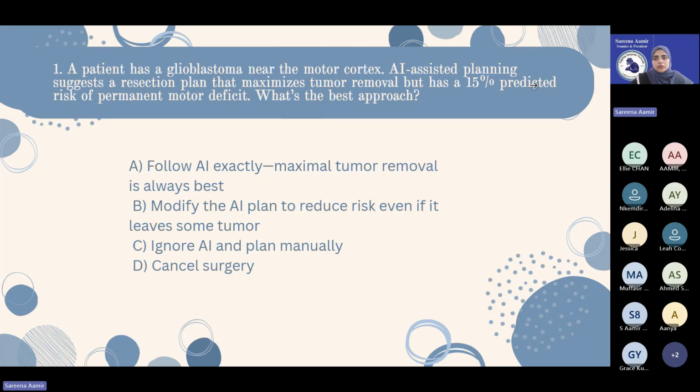While you're thinking, I'm just going to break down some of the really hard words here. Resection plan basically means removing the tumor. That is basically what resection means, just removing the tumor. And permanent motor deficit means it could have an impact on how the patient moves, in a way that could lead to partial paralysis or full paralysis. So it's just talking about a 15% predicted risk of that. So yeah, 30 seconds.